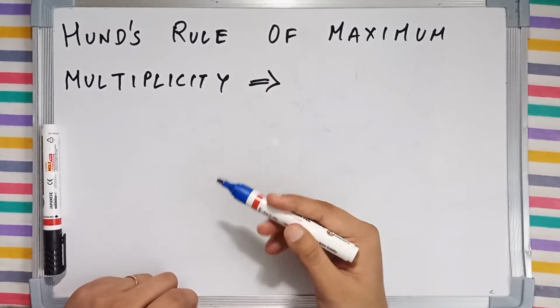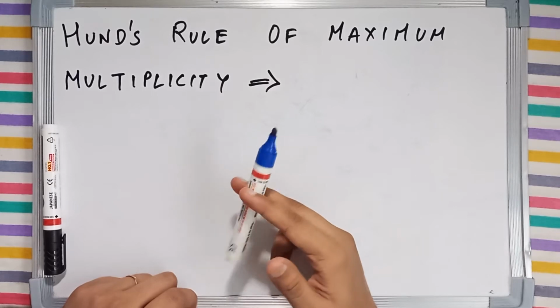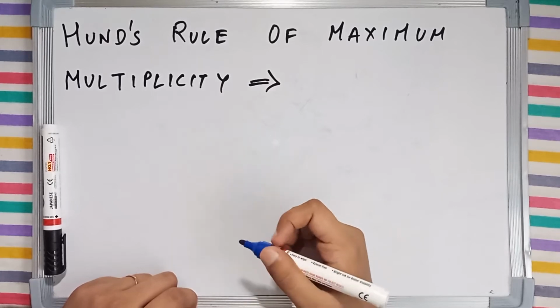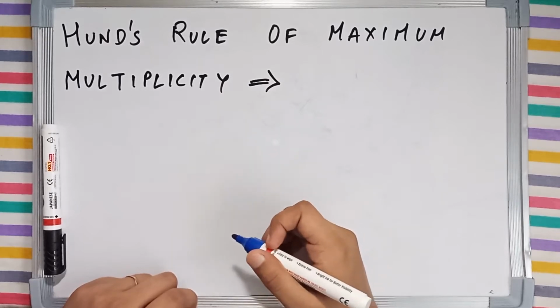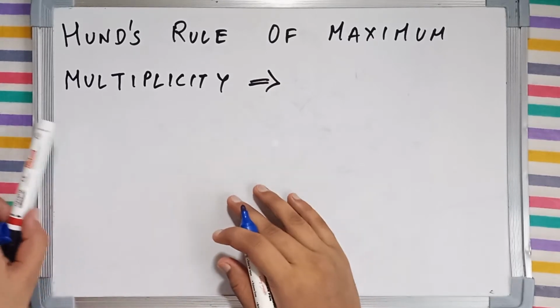We're going to learn about Hund's rule of maximum multiplicity, and as promised, I have provided the videos of Aufbau's principle and Pauli's exclusion principle. Now, what does this rule state?